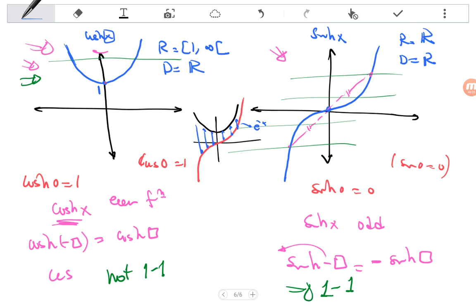So we have learned about cosh x and sinh x. Let's learn about tanh x.